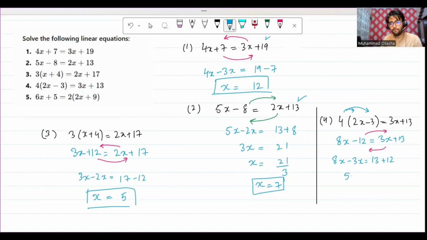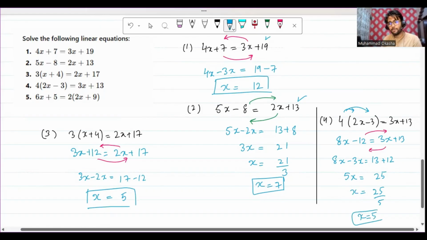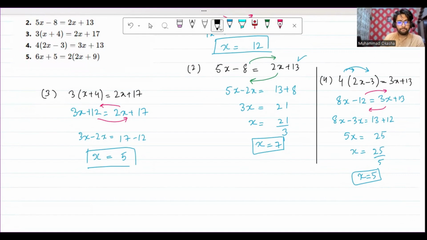8 minus 3 would be 5x equals 13 plus 12 would be 25. So x equals, if I were to divide both, 5 is being multiplied. If it goes over to the other side, it gets divided. So 25 divided by 5, I'm going to get the answer of x equals 5. Okay, let's do the last one.